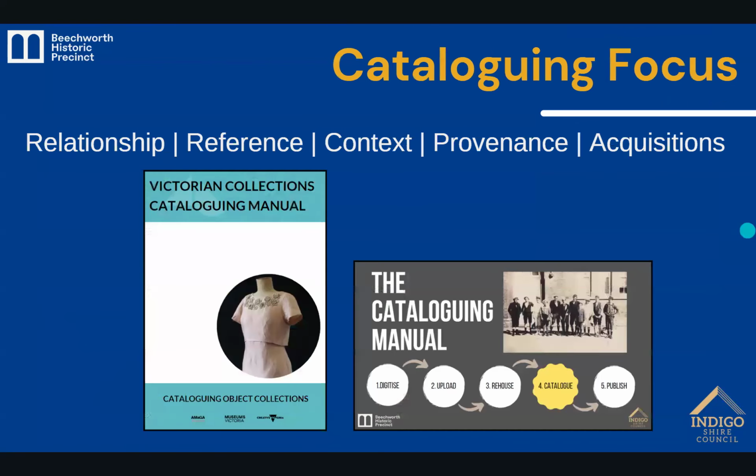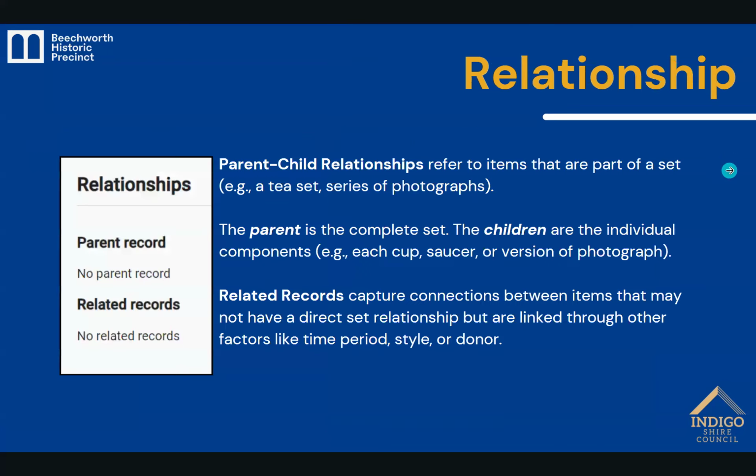And so from there, we'll jump across to our cataloging focus. As I said, today we're going to be looking at relationships, references, context, provenance, and acquisitions. I'll first give you an overview run through in slides, and then I'll run you through the process in Victorian Collections using an example record.